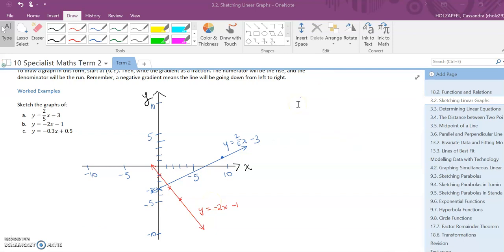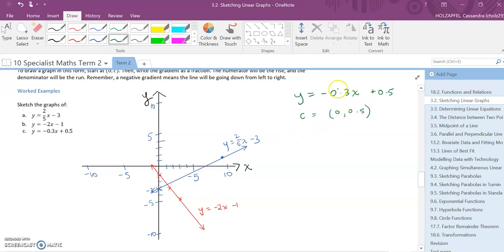All right, I'm going to do this last color in green, so sorry for all of you colorblind people right now, but let's do this. So y is equal to -0.3x plus 0.5. All right, so let's start off with our y-intercept. So in other words, we're going to start off at 0.5.